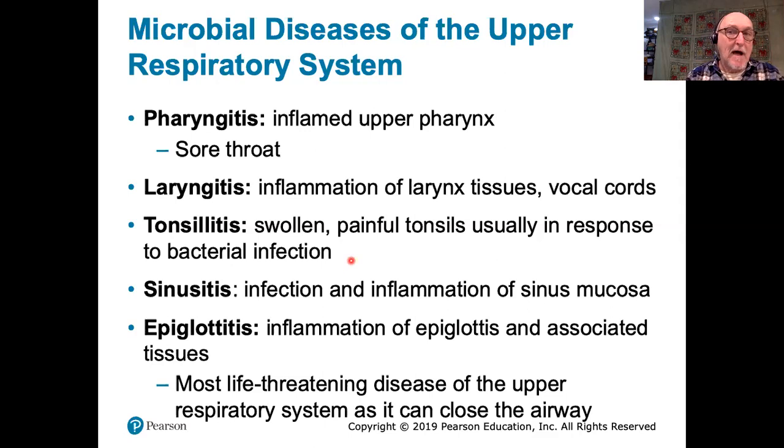If it moves further down and you develop infection of the mucous membranes of the voice box, the larynx, that is laryngitis. And the immediate effect of inflaming the vocal cords is loss of the voice, usually deepening of the voice as the vocal cords thicken. And that is usually a sign that the infection has moved deeper into the lower parts of the respiratory tract.